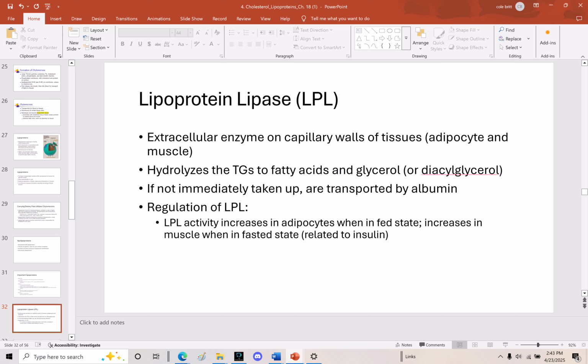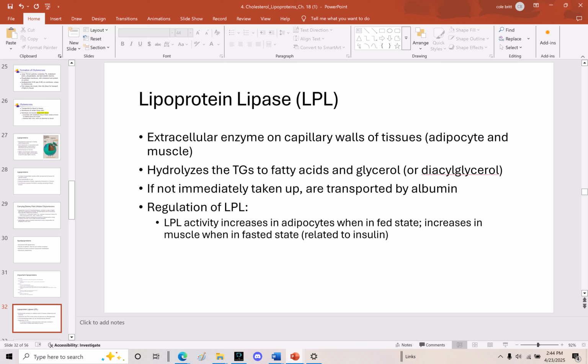If they don't take them up immediately, then albumin can grab them, because remember, albumin can carry fatty acids. So it can pick up any excess that might have been left behind. Or it'll just sit on the walls of your arteries and start clogging your arteries. Yeah, sorry, that's very optimistic.